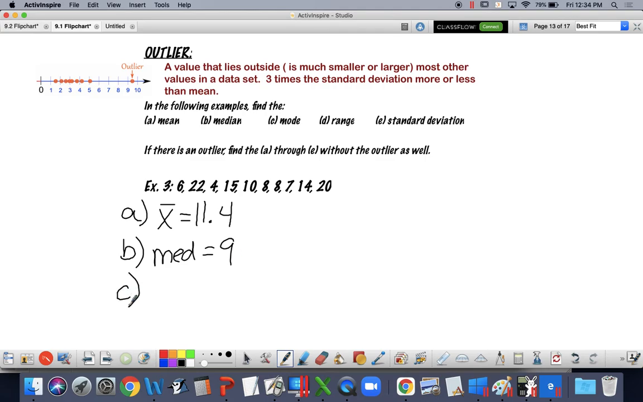What is the mode? Now this one is not on your calculator. You're just gonna have to look at the data set and figure out what number repeats the most. 8. What is my range? 18, right? I do max versus min. And then last but not least, our standard deviation.